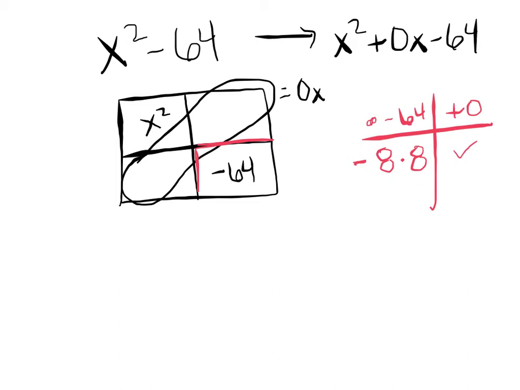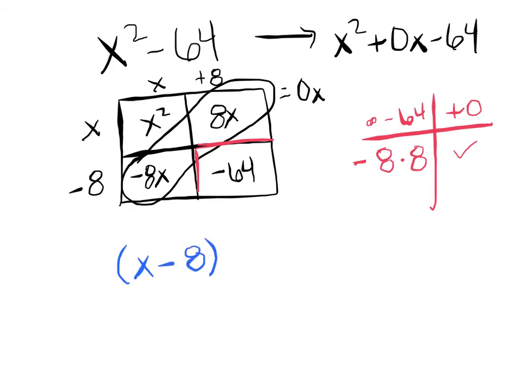So we found our two blanks. It means we're going to have x and negative 8 on one side, and we're going to have x and positive 8 on the other side. That gets us 8x and negative 8x, which for sure do cancel. And we're going to write our final solution in factored form as x minus 8 times x plus 8.